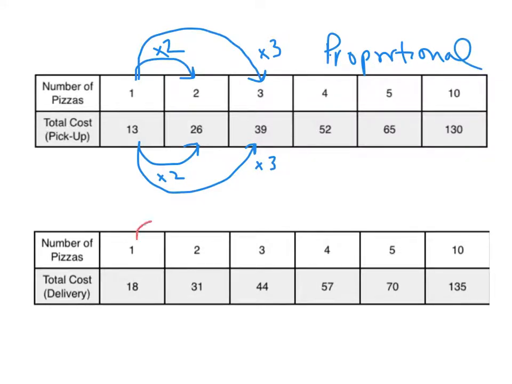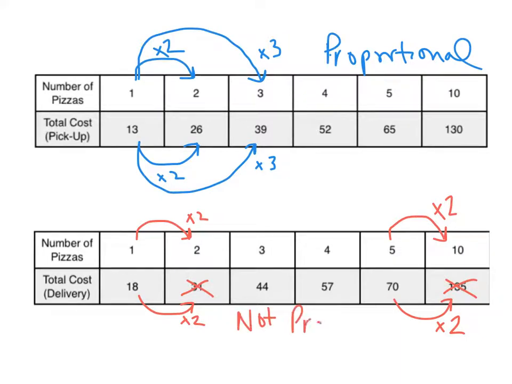If I look at going from one pizza to two pizzas, it doubles. Does the price double? And the answer is no. 18 times 2 is 36, not 31. So it did not work. You can check it somewhere else. I could go from 5 pizzas to 10 pizzas. That uses a scale factor of 2. Does this also use a scale factor of 2? Well, 70 times 2 is 140, not 135. So this table is not proportional.